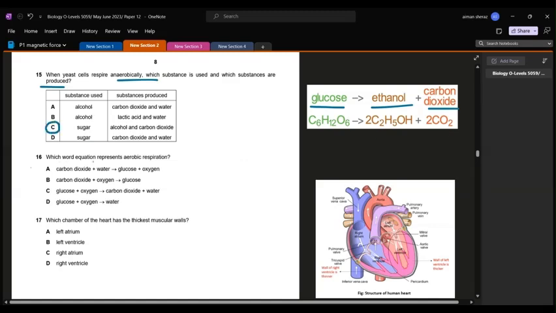Question 16. Which word equation represents aerobic respiration? So this is very simple. Glucose gets broken down in the presence of oxygen and CO2 and water is produced. So C.